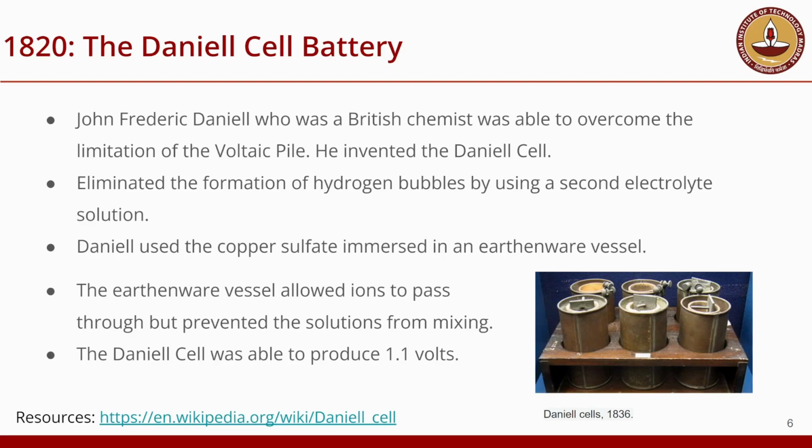Since it was made out of a porous material, the earthen vessel allowed ions to pass through but prevented the solutions from mixing. The functionality of this earthen vessel was similar to that of a salt bridge. The Daniel cell was able to produce 1.1 volts, and this power was used to power communication devices.